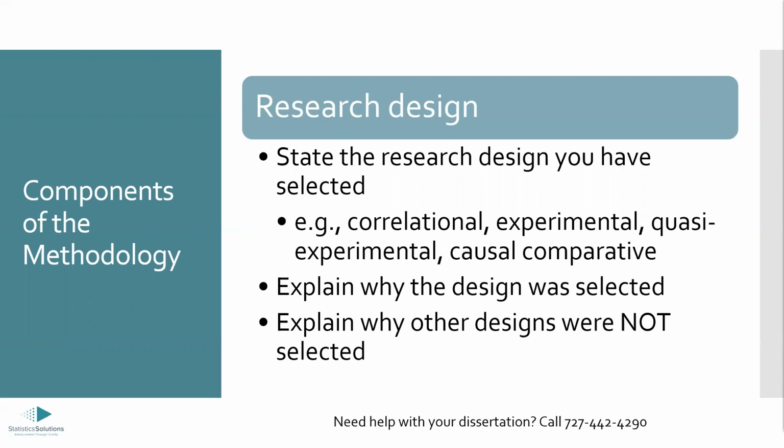And in addition to explaining why your selected design was appropriate to answer your research questions, you may also need to explain why other designs were not as appropriate. So if you selected a correlational design, you may need to discuss why an experimental design or a quasi-experimental design were not appropriate research designs for your study. So perhaps you didn't pick an experimental design because it's not possible for you to manipulate the independent variables, or maybe it's not possible for you to randomly assign participants to conditions to test some sort of experimental effect. So those might be reasons why you would select correlational instead of experimental.